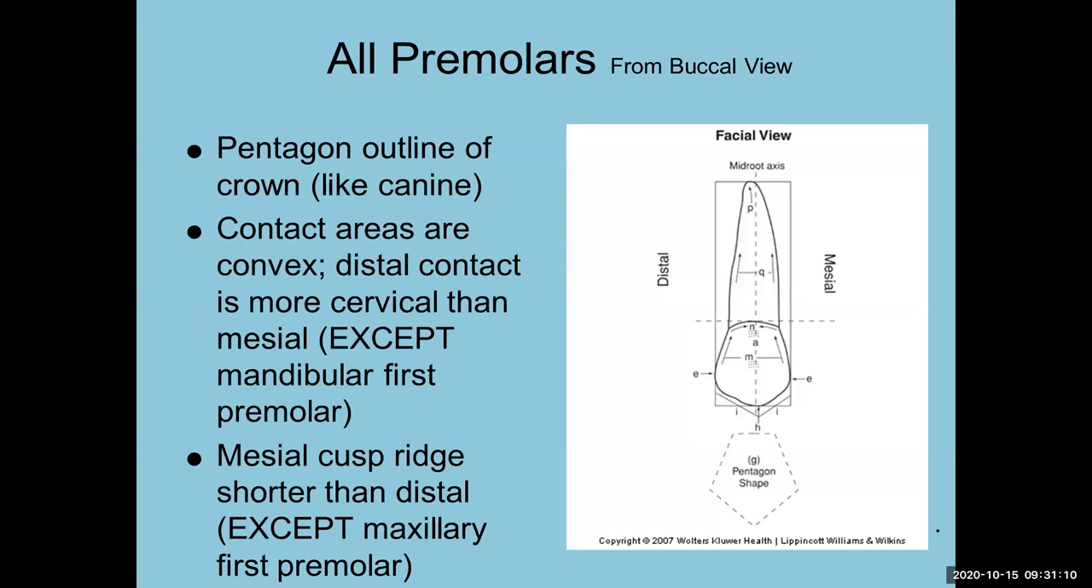So from the buccal view, all premolars have a pentagon outline. They look very similar to a canine from the buccal view. The contact areas are more convex. The distal contact is more cervical, except for the mandibular first premolar. And the mesial cusp ridge is shorter than the distal cusp ridge, except for the first premolar. So what I want you to know is it's going to look like a canine. And the cusp ridge is going to be longer on the mesial than it is on the distal.